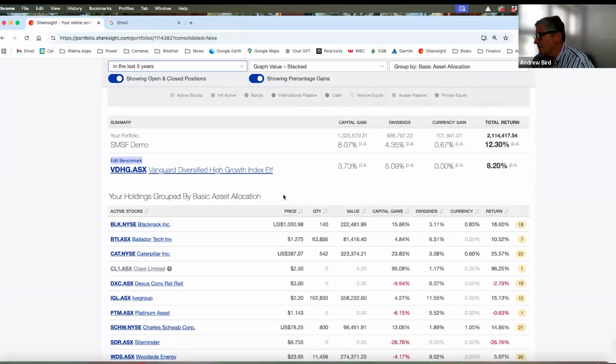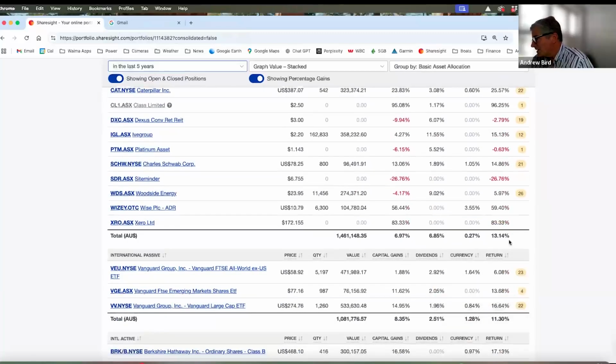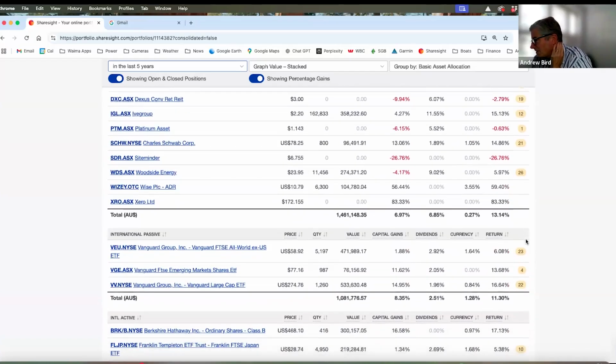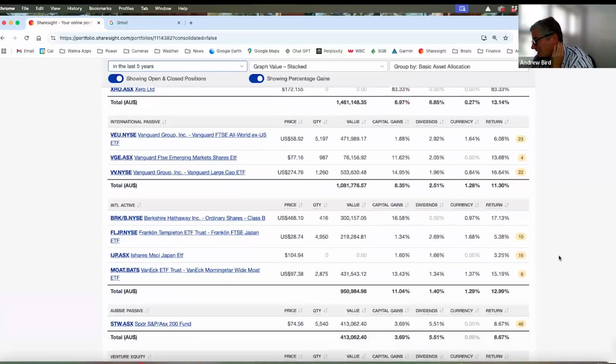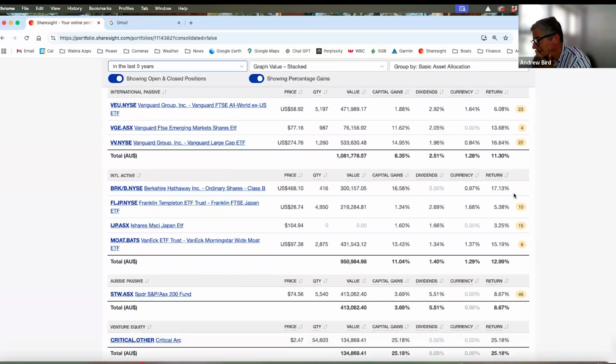So this is 5 years. And here you can see, I actually am ahead of VDHG, which is good. Here you can see the active stocks have actually done pretty well over that period, so I don't think I'm completely wasting my time, which is good. The international has still been great. Interestingly, active has outperformed passive slightly in this case.